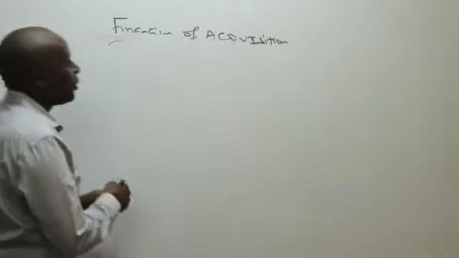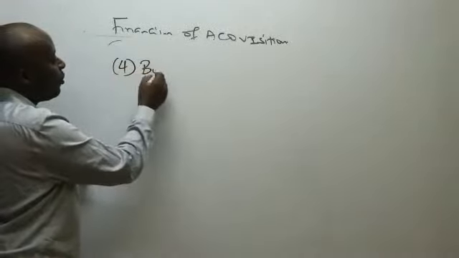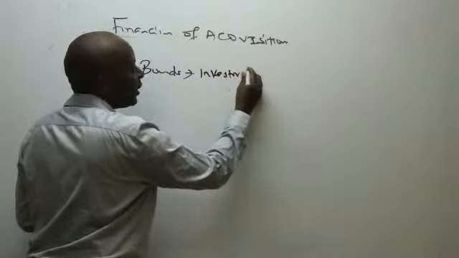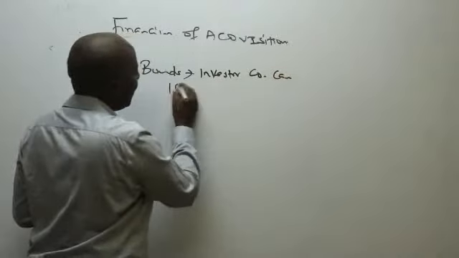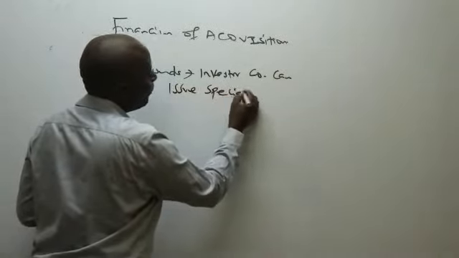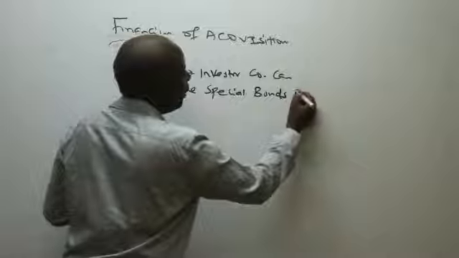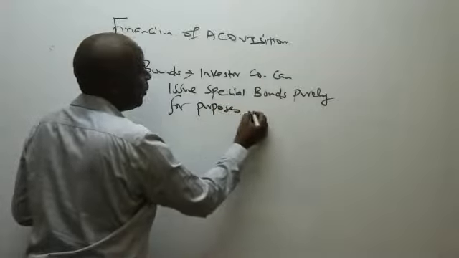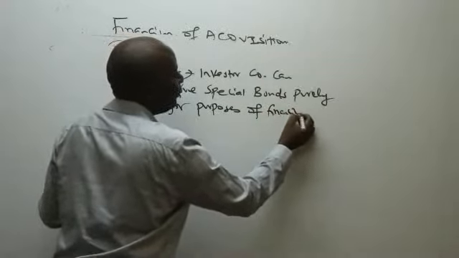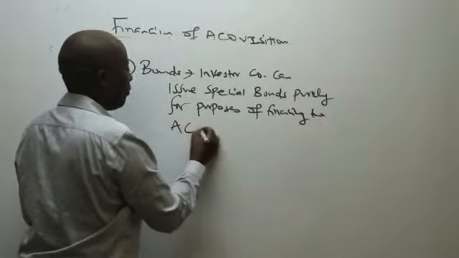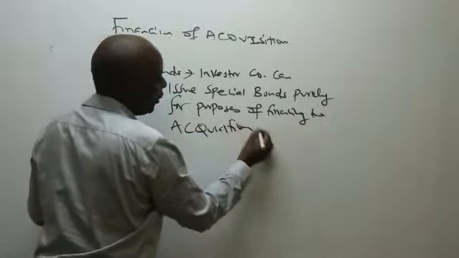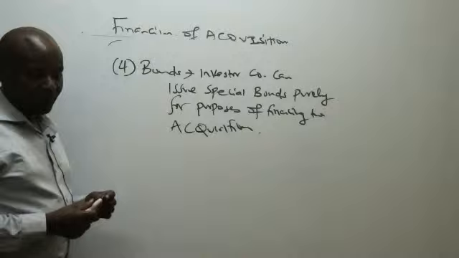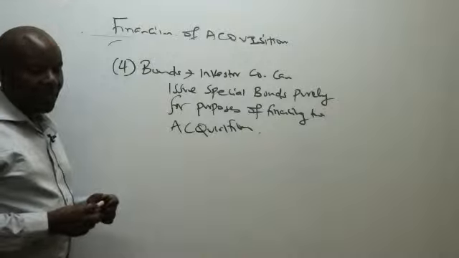which is the bonds. I think it's number 4. So bonds, we are saying here that the predator company, the investor company, can issue special bonds purely for purposes of financing the acquisition.